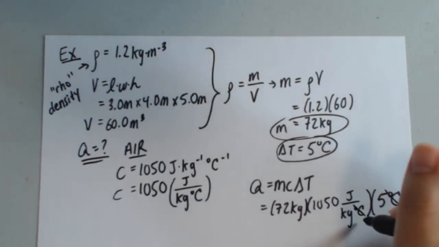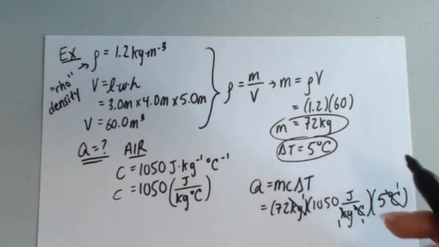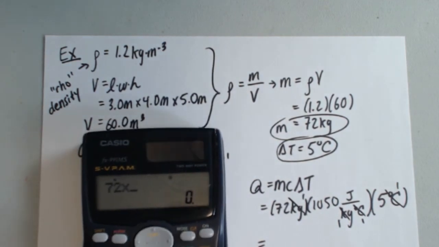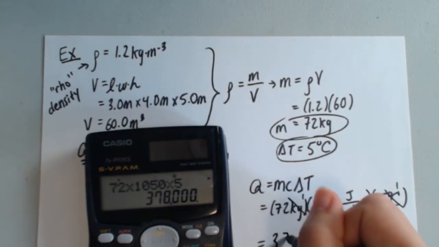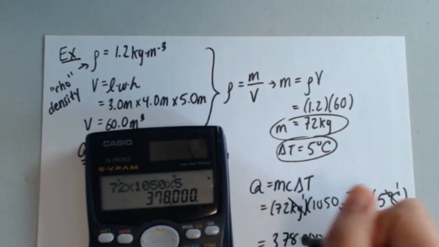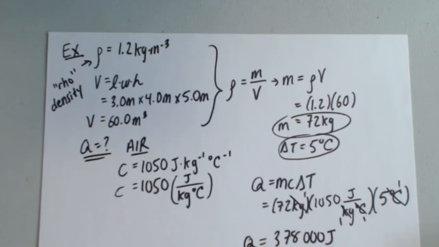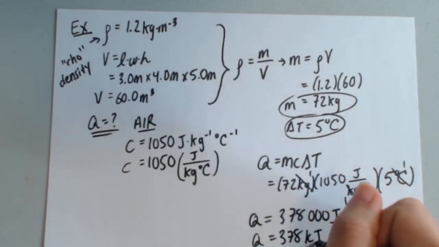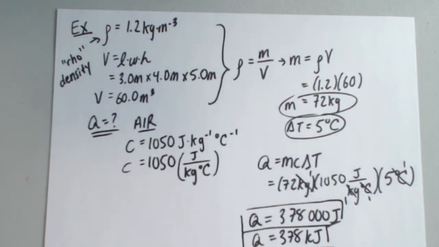So we can see that the degrees Celsius cancels out, the kilograms cancel out, and we're left with joules, which is the unit for heat. This is effectively the thermal energy that I kept talking about in the previous unit. So 72 times 1050 times 5, 378,000 joules. So I can leave it like that, 378,000 joules, or I could even call this 378 kilojoules. Either one of these is fine. It just looks cleaner to have the bottom one.